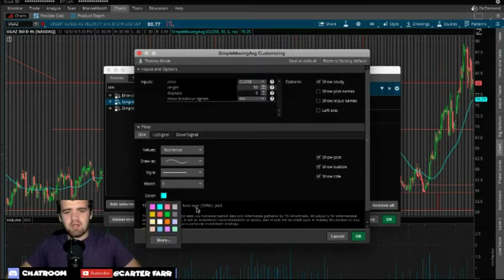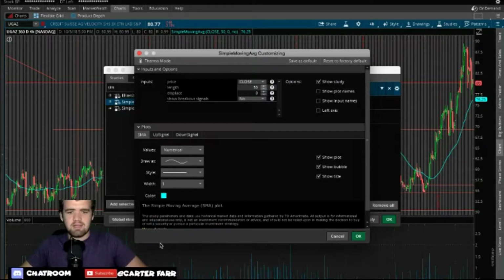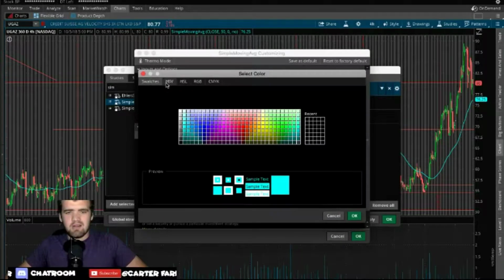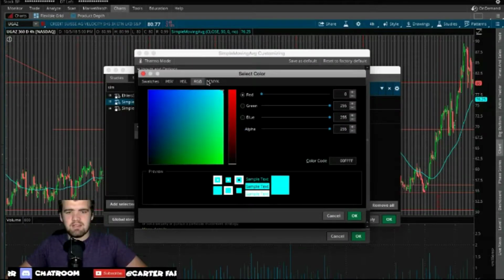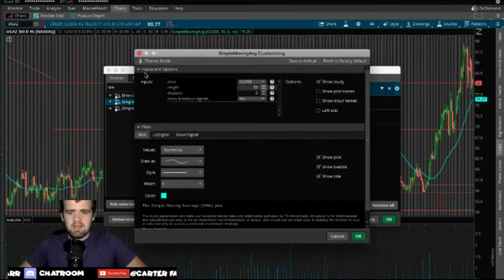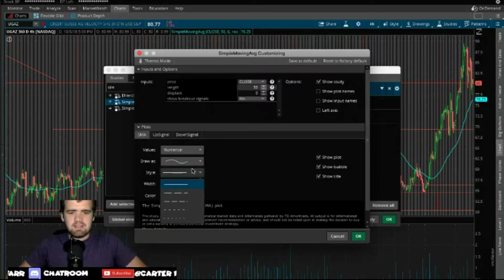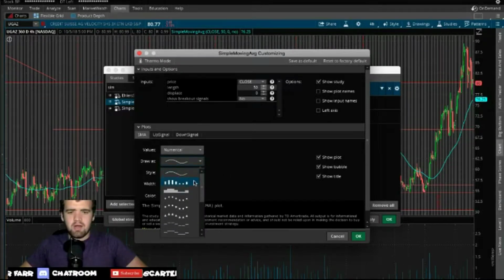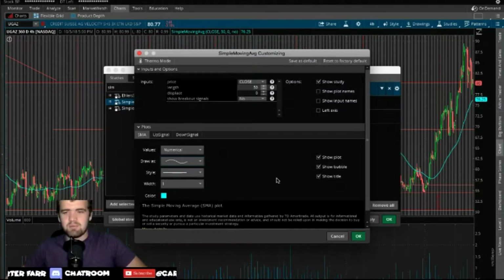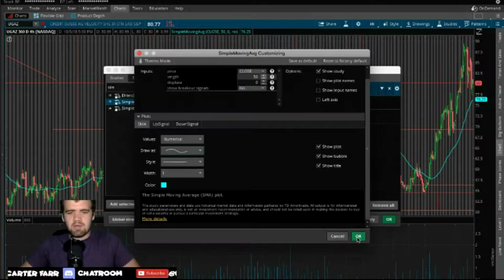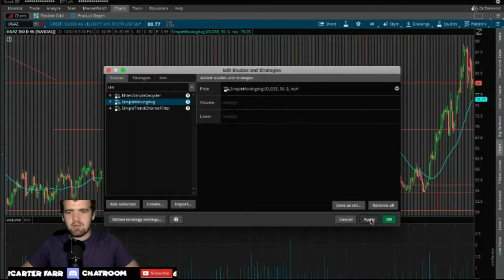You can change the color of it just by clicking this little color box, by clicking more, and you get all kinds of good stuff here. You can click on the style if you would want it dotted or not, and then you can do draw as, and all this funky stuff. I don't do that. I just like a line. I like it simple. I don't like it to be too overwhelming when I'm looking at a chart. That's just how I am and how I always have been. So you're going to want to click OK right here, and then click apply.